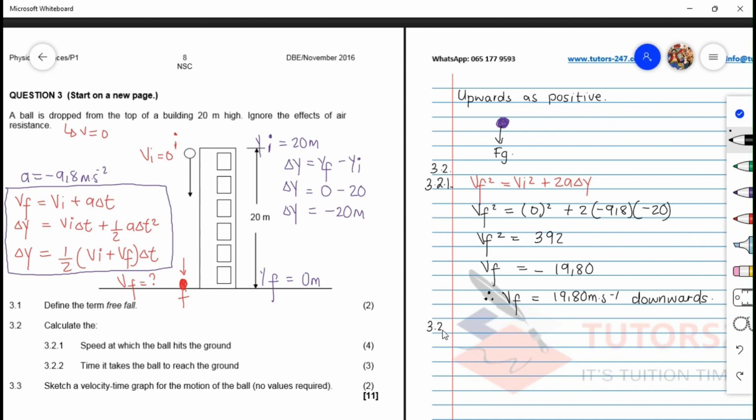So our next question, 3.2.2, calculate the time it takes the ball to reach the ground. So we need to find out how long it takes this ball to travel a distance of 20 meters from the top of the building until it hits the ground. So we need a formula that has time in it. So I'm going to use the first formula that we had.